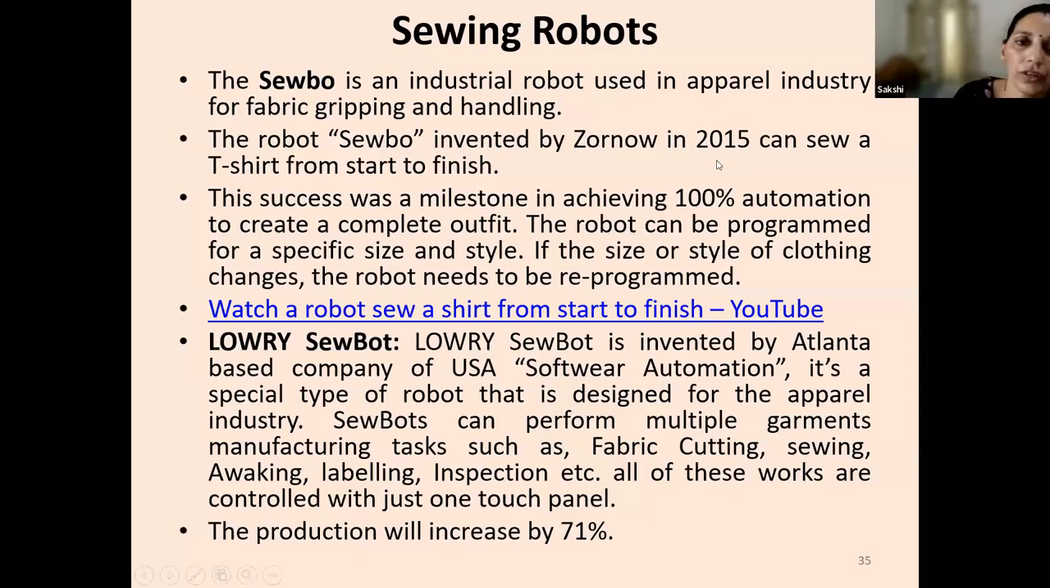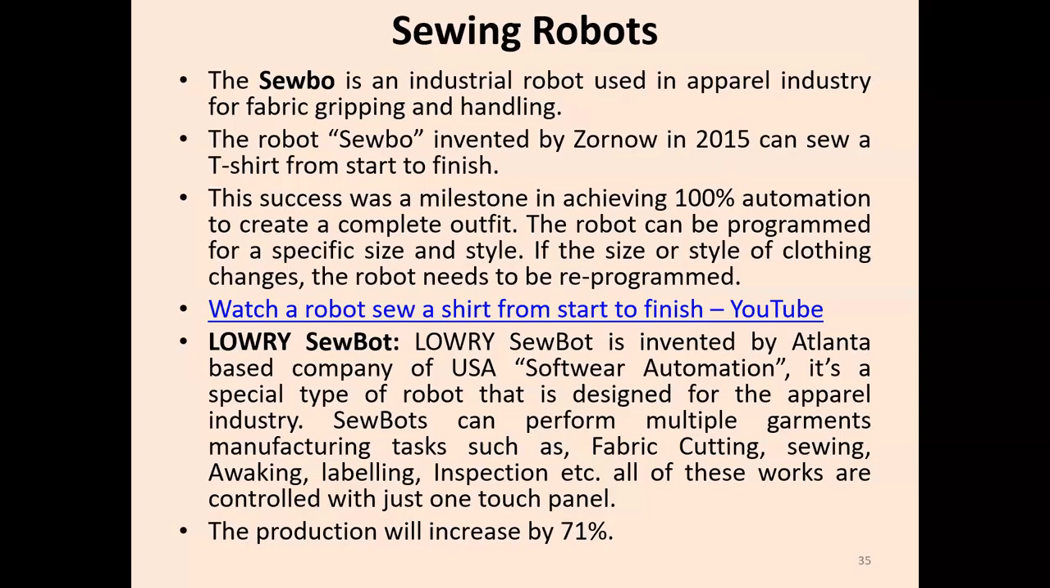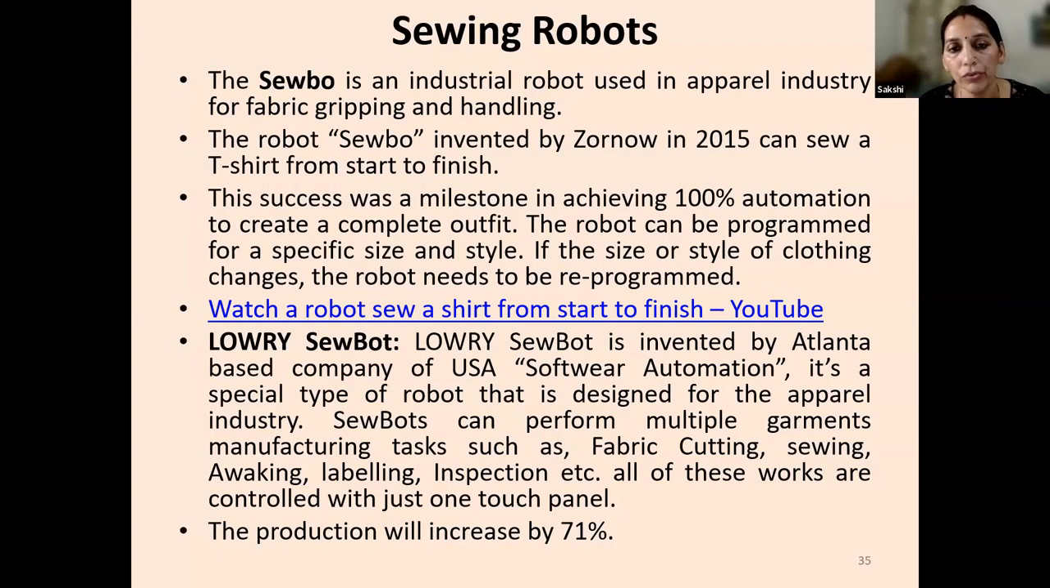This was about cutting. So after cutting, the next stage is sewing the particular cut pattern pieces. There is the Sewbot, an industrial robot used in the apparel industry for fabric gripping and handling. This robot was invented by Softwear Automation in 2015 to sew a t-shirt from start to finish. So the success was a milestone for achieving 100% automation to create a complete outfit.